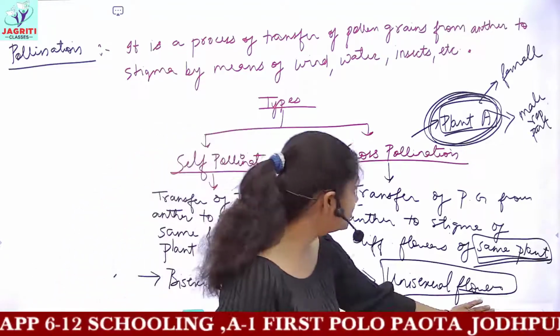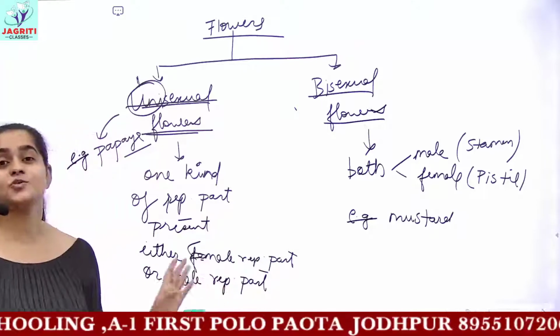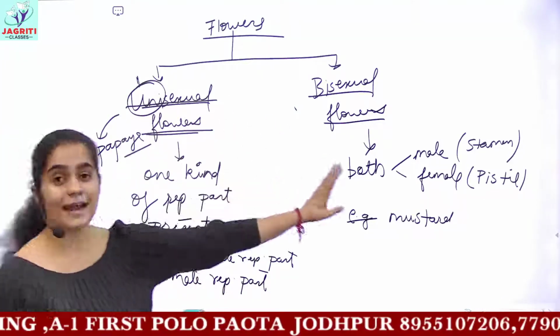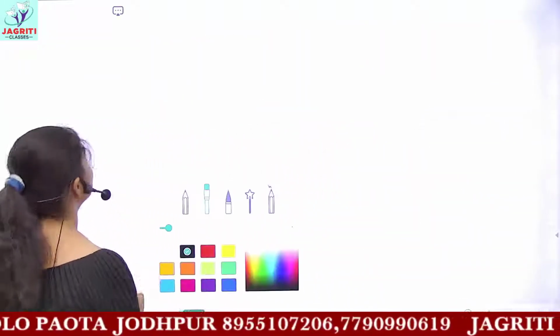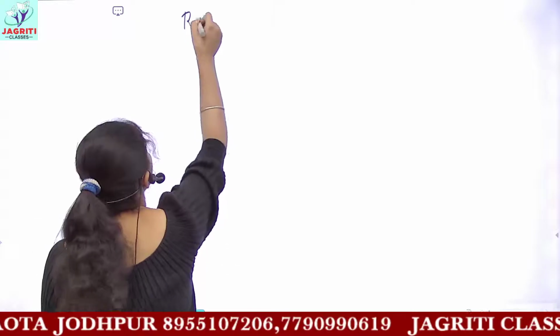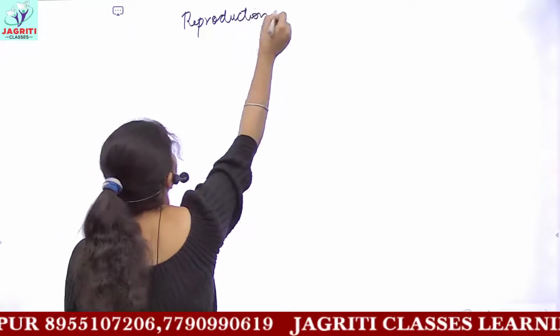So I hope these diagrams are well clear, and we did the two kinds of flowers which you have with you, unisexual and bisexual. Now we will be starting with double fertilization, or in simpler terms, we will be doing reproduction in plants.